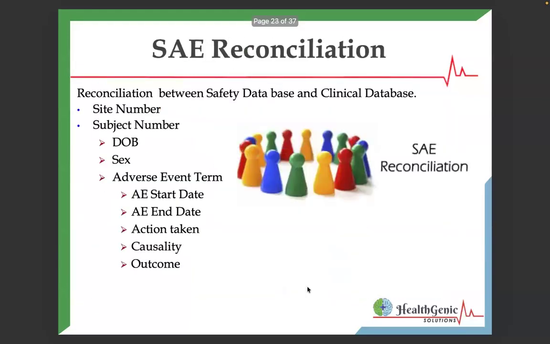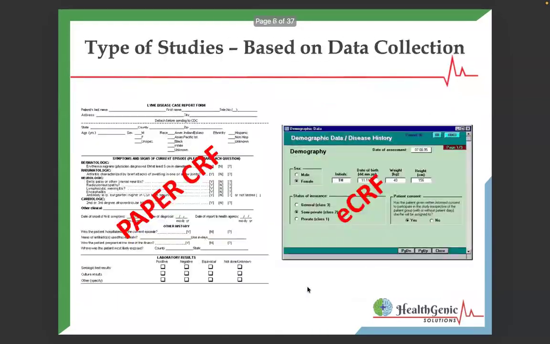Now in the coming sessions, we're going to talk about each and every step, like how you do the protocol review and what the data management plan is. And we are also going to talk about the data management plan and the specifications of everything. So far, any questions?